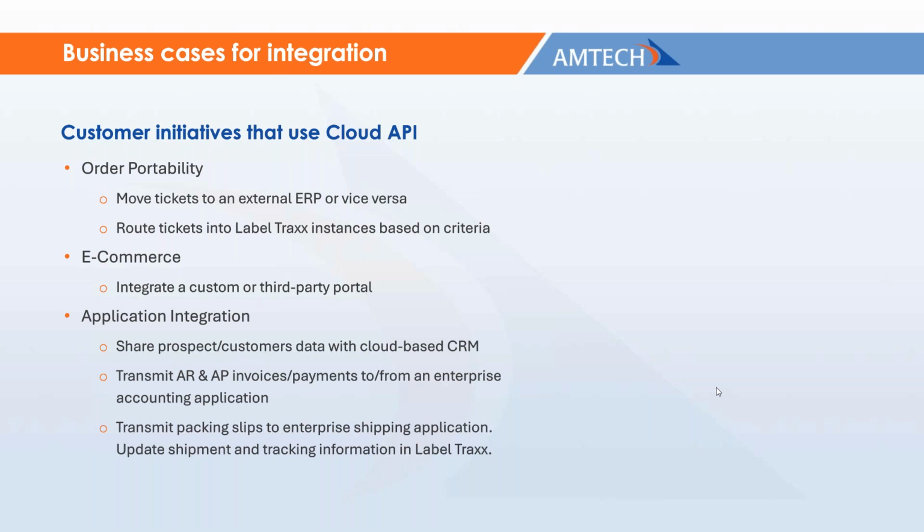And then I've got the third bullet down there, application integration. Generally speaking, we have customers that have enterprise level software systems that are really the systems of record for various parts of their business. I'm thinking accounting, CRM, perhaps shipping. And so customers would like to be able to integrate Label Traxx with those systems so they can get the best of all worlds, if you would. They can use their CRM for managing their customer base, but they can also use Label Traxx for managing production, which is one of the things it does best.